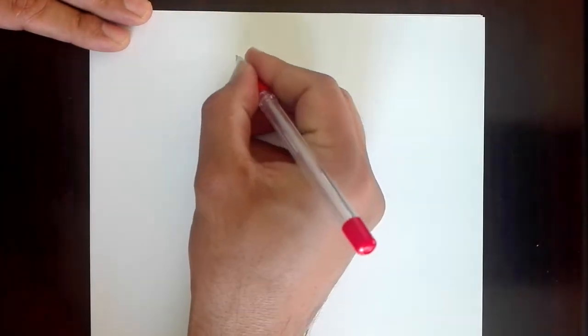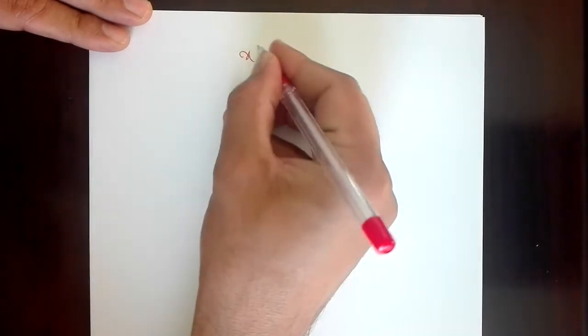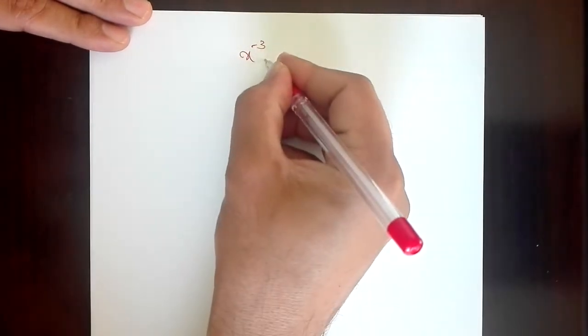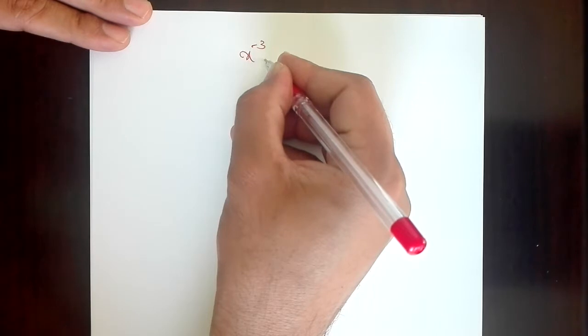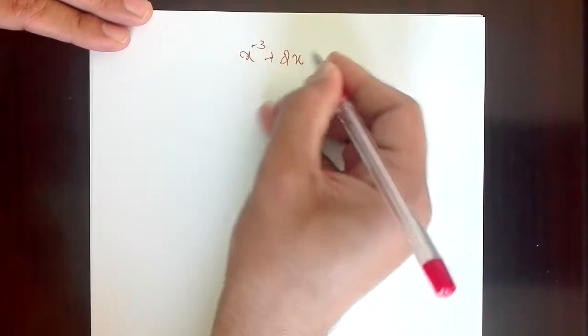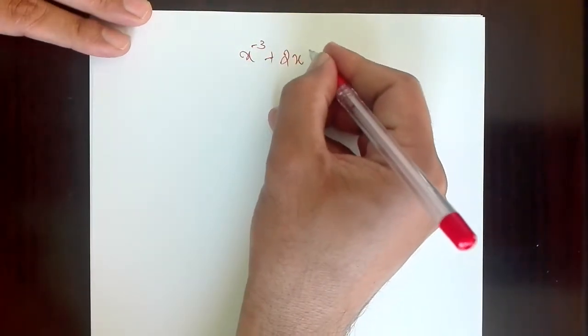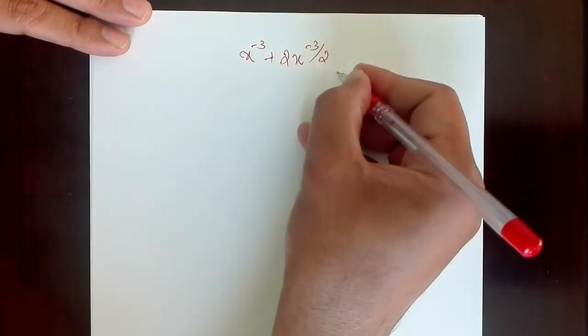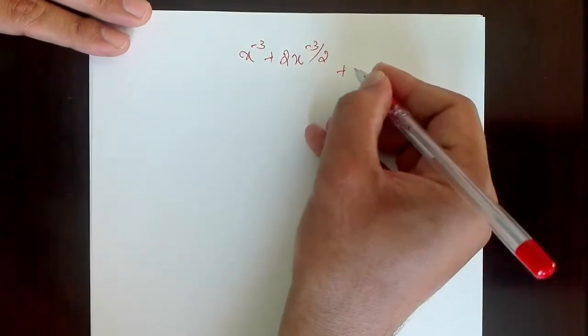I want to solve some more questions for you. If I have a minus sign in the power, then how will I solve it? Let's take x to the power minus 3, and as the next term I will take plus 2x to the power minus 3 by 2, and plus 3.